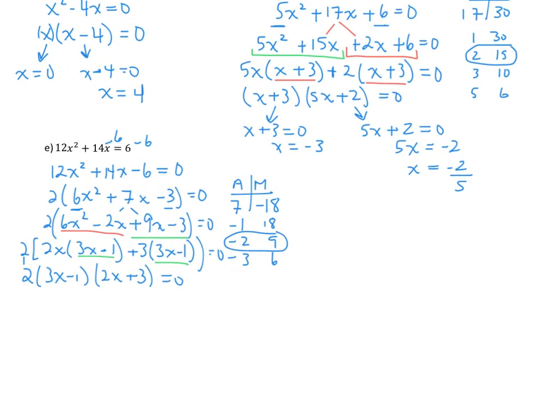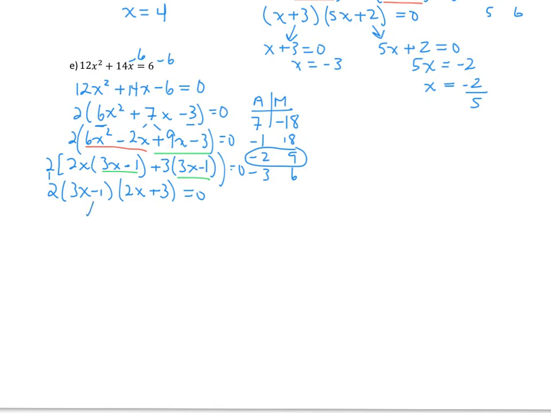And the only way that's going to equal 0 is if one of those factors is equal to 0. So 3x minus 1 equals 0. Add 1 to both sides. Divide both sides by 3. Or we have 2x plus 3 equaling 0. Subtract 3 from both sides, divide both sides by 2. So x equals negative 3 over 2, that should say on the top. Oh goodness, I made a mess.